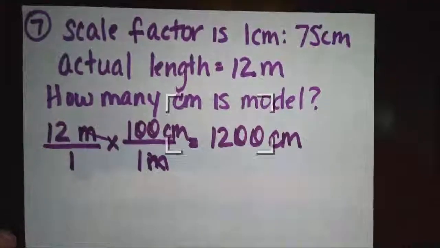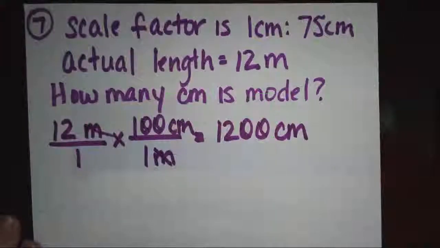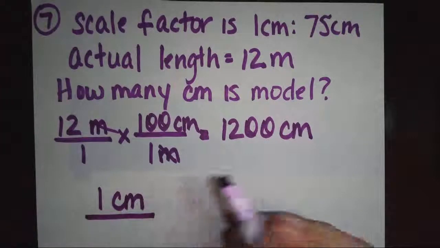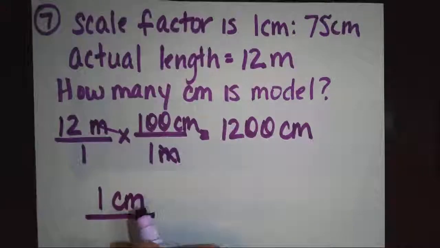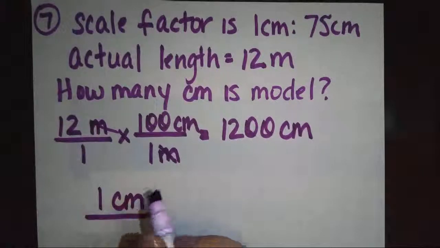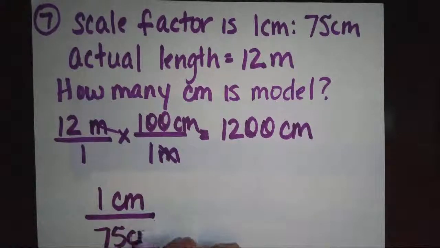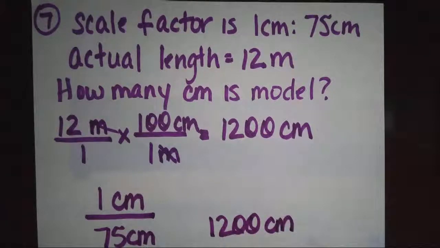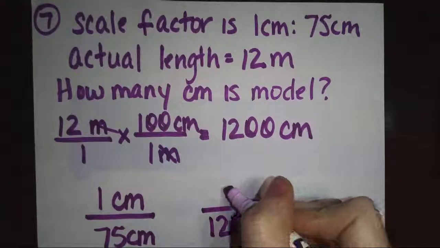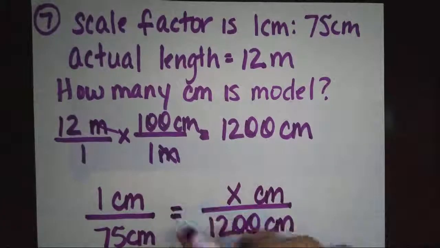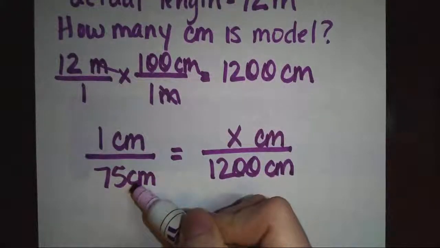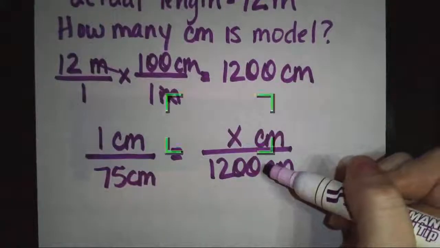All right. Now, every scale factor problem that we've done so far basically boils down to a proportion. So in this one, when the model is 1 centimeter, the real airplane is 75 centimeters. Now, what we have is a real length, or a denominator, of 1,200 centimeters, and we need to find the model length in centimeters. So we've just set up a proportion using our scale factor. 1 centimeter in the model is 75 centimeters in real life. X centimeters in the model is 1,200 centimeters in real life.